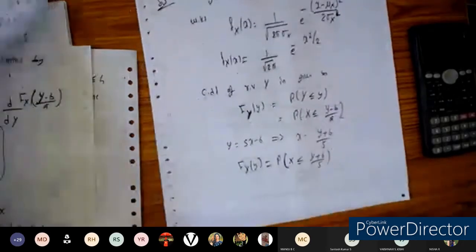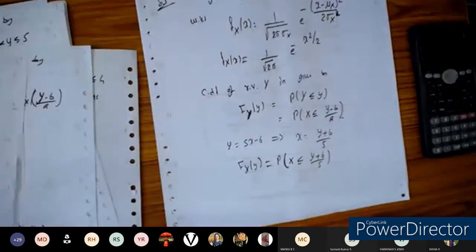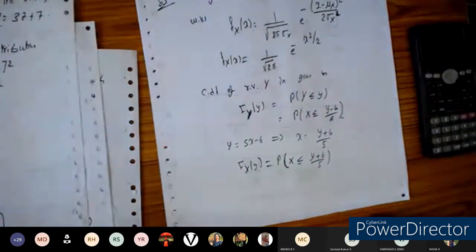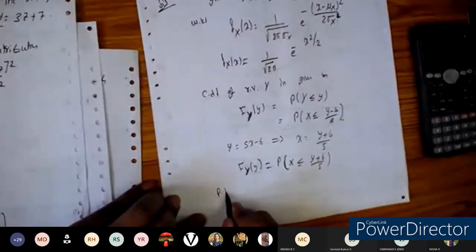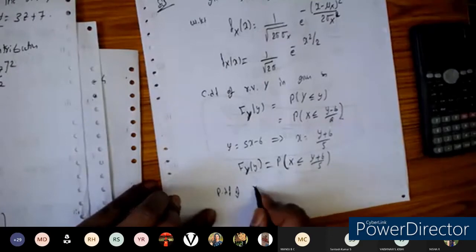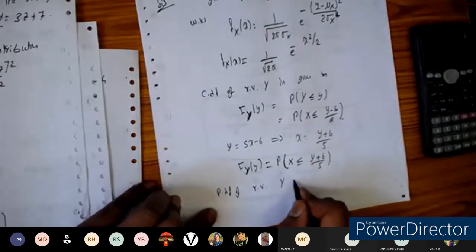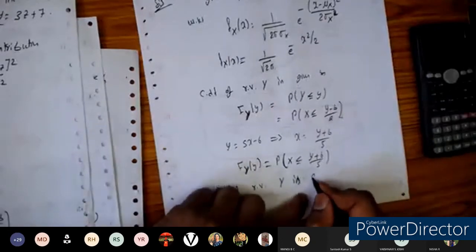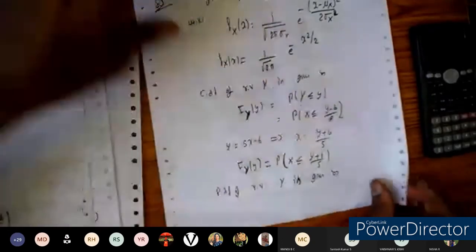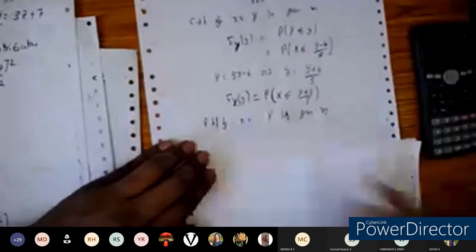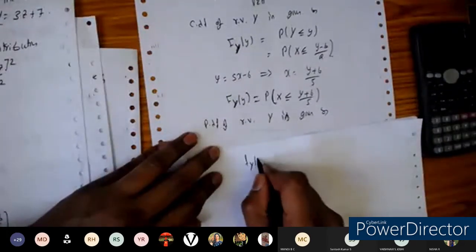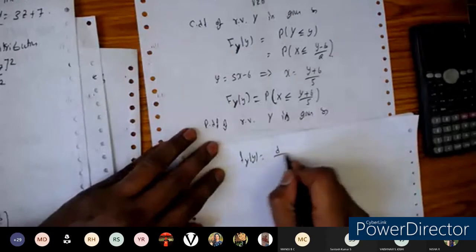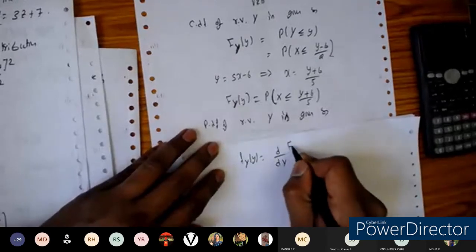So this relation we got here is similar to the previous one. Now the PDF of random variable Y we need to find out. The PDF of random variable Y is given by differentiating the CDF. So f_Y(y) is equal to d by dy of the CDF.